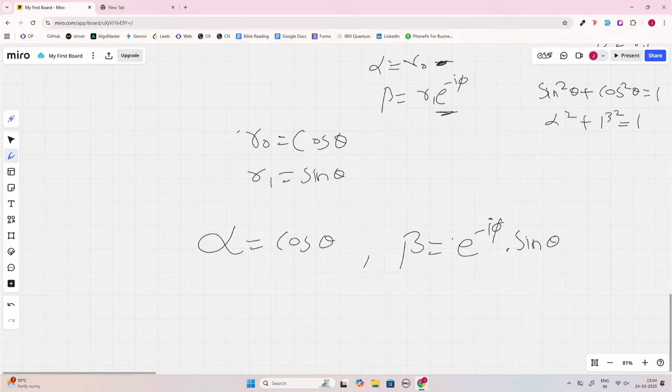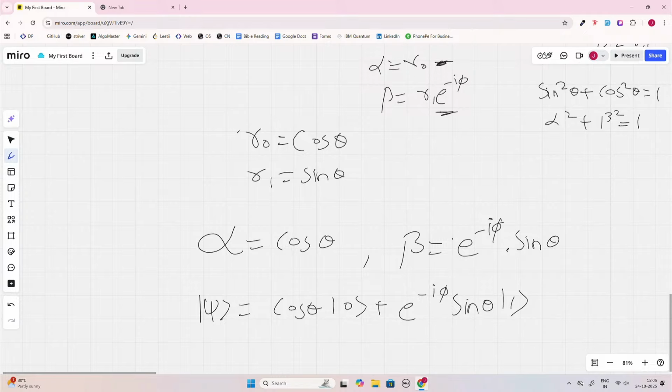Okay. Now let's go back to the original qubit equation, the original block sphere equation. What is that? Alpha 0 plus beta 1. In place of alpha, keep cos theta. I can write my psi as cos theta 0 plus e to the power of minus i phi sin theta 1. But wait, when I define the block sphere equation, write this. This is a step only. But I am saying don't conclude.